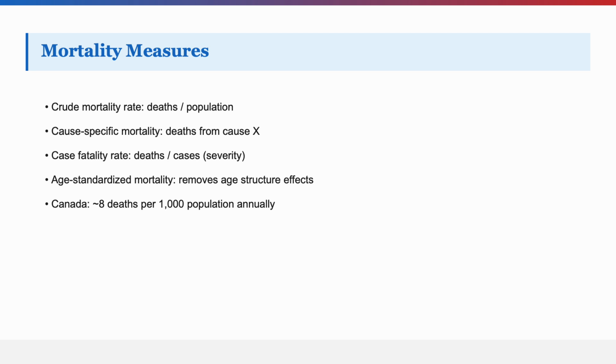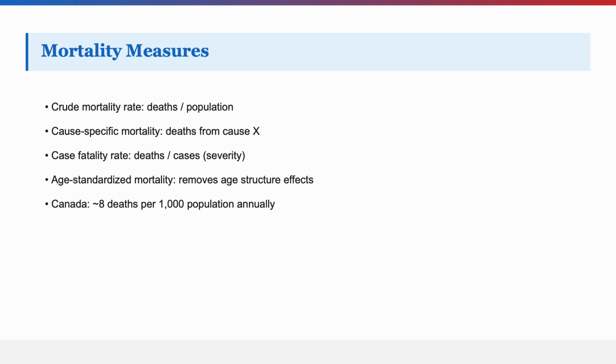Case fatality rate, or CFR, is different, it's deaths divided by cases of disease. This measures the severity or deadliness of a disease among those who have it. Ebola has a CFR of 50% or higher. Seasonal influenza CFR is around 0.1%.